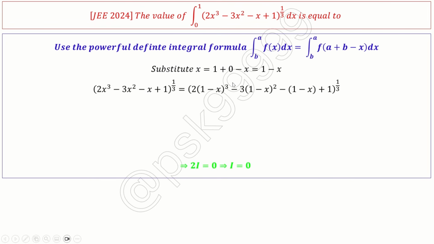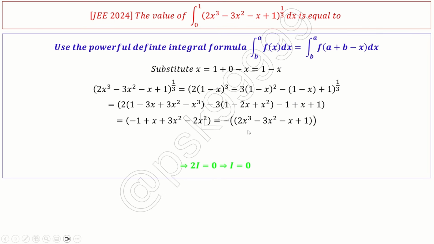So if I substitute x equal to 1 plus 0 minus x, that is 1 minus x, I should replace. So this is my given f of x. If I replace this, this will become 2 times 1 minus x whole cube minus 3 times 1 minus x whole square minus 1 minus x plus 1 whole to the power of 1 by 3. Simplify it carefully. What you will get is minus of 2x cube minus 3x square minus x plus 1. Exactly the negation of this value.